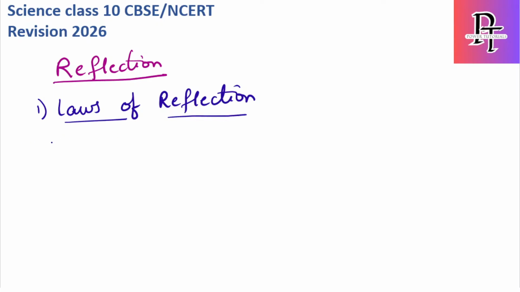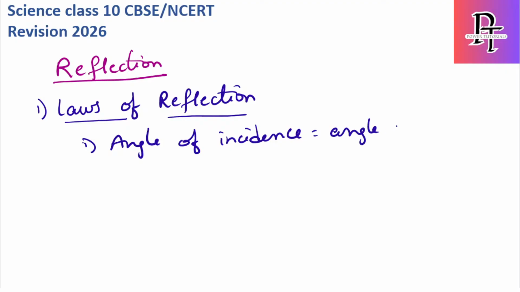First point, the angle of incidence is equal to the angle of reflection. So that is angle i is equal to angle r.